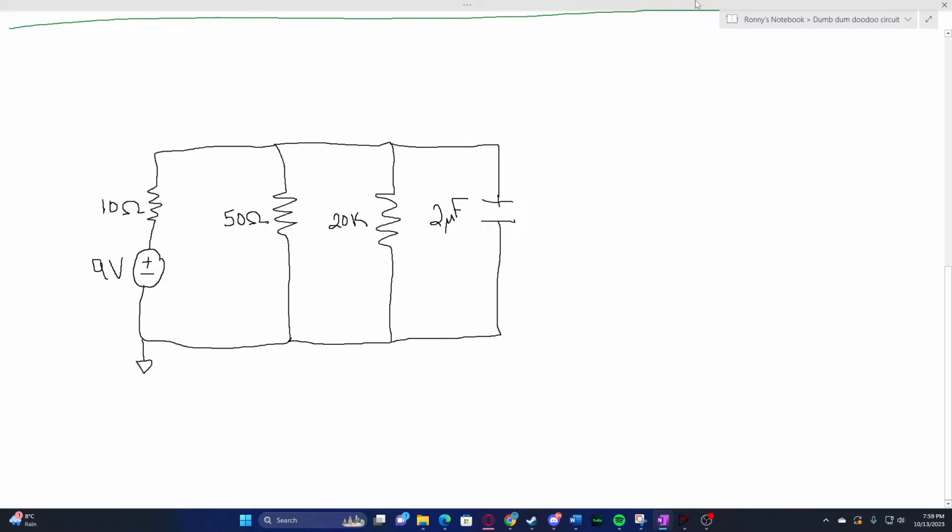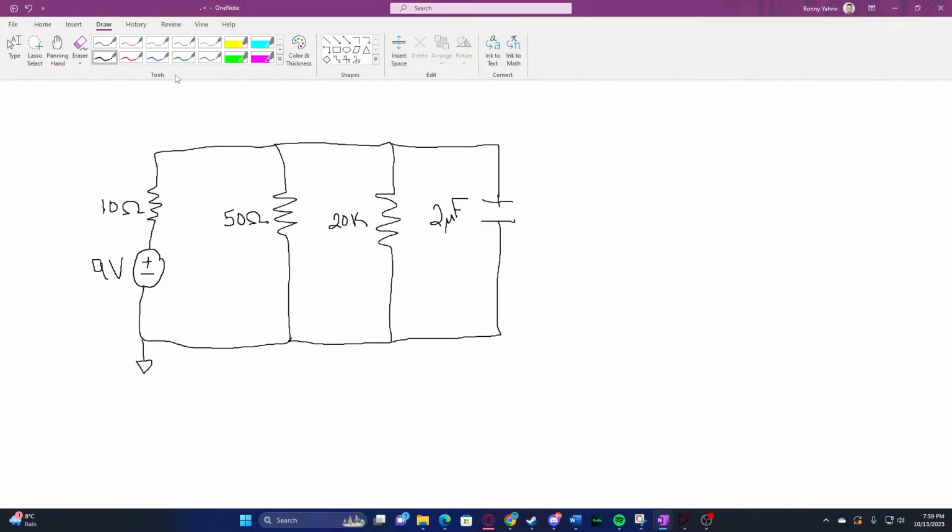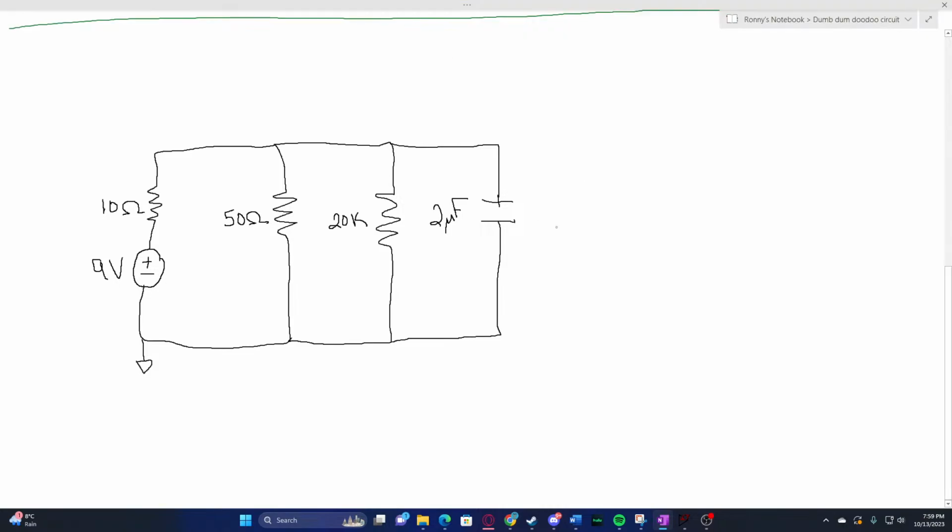Now, the fun part is, let me look at the fact that at t equals 0, we have plus or minus, what do we got? There's 8 volts here at t equal to 0.